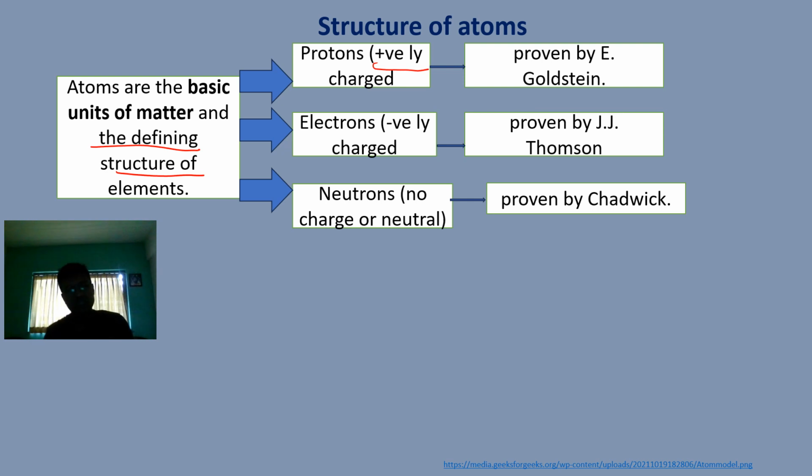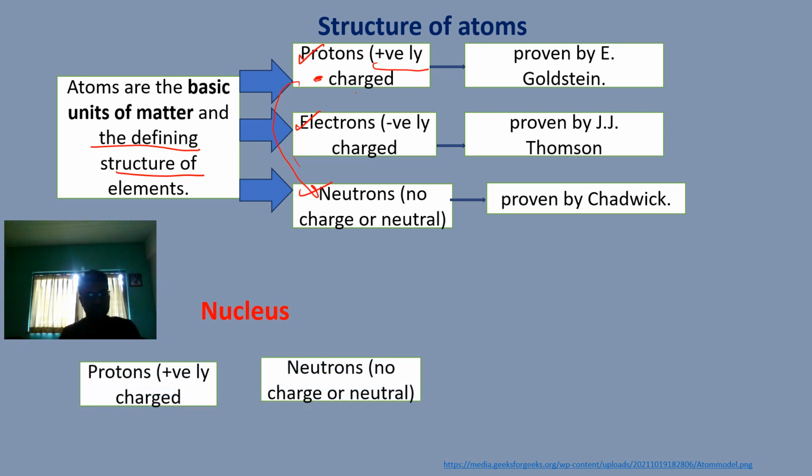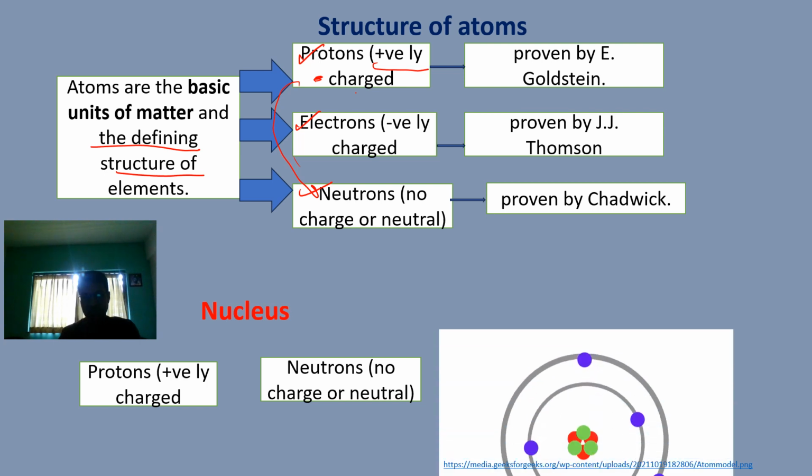Now we came to know the different structure of the atom. So neutron, electron, and proton, those three are present. The nucleus is made up of the proton and the neutron. These two make the nucleus of any atom that is present in any element. So proton, that we know, is positively charged, and the neutron's charge is neutral.